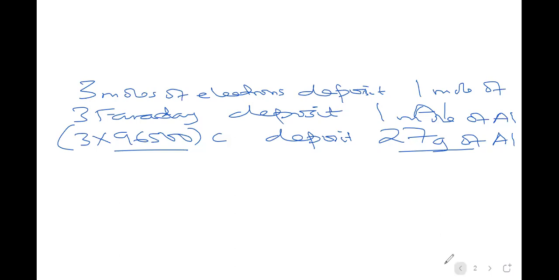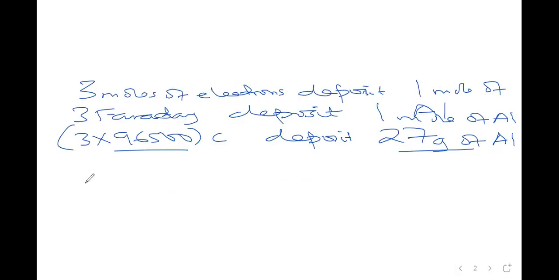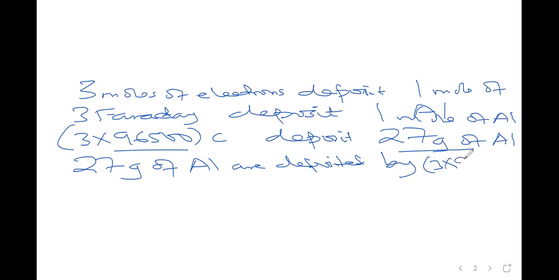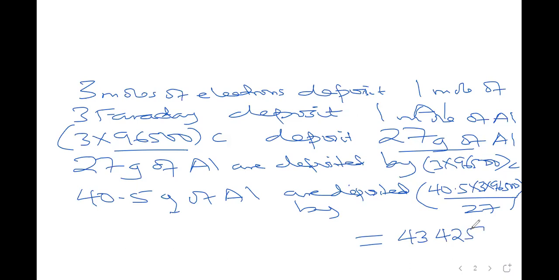Now we ask ourselves, how are we going to relate with this mass they are talking about? That means I have to do some arrangement and change the way I'm writing this. I will say 27 grams of aluminium are deposited by 3 times 96500 coulombs of charge. How about the 40.5 grams they are talking about? 40.5 grams are deposited by 40.5 times 3 times 96500. We are cross multiplying, divide by 27. When you do the simple mathematics here, you get 434,250 coulombs.